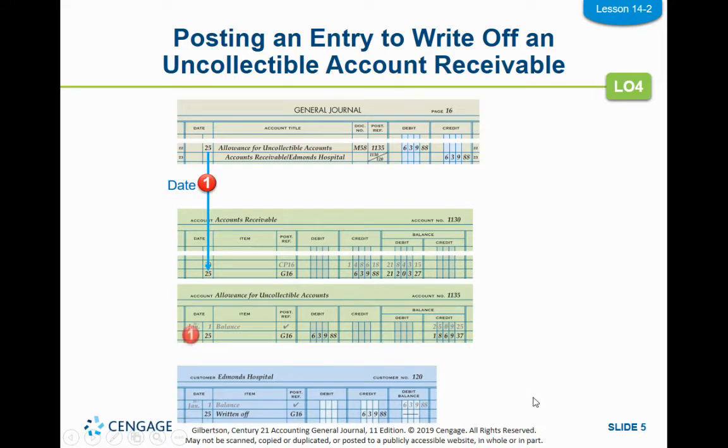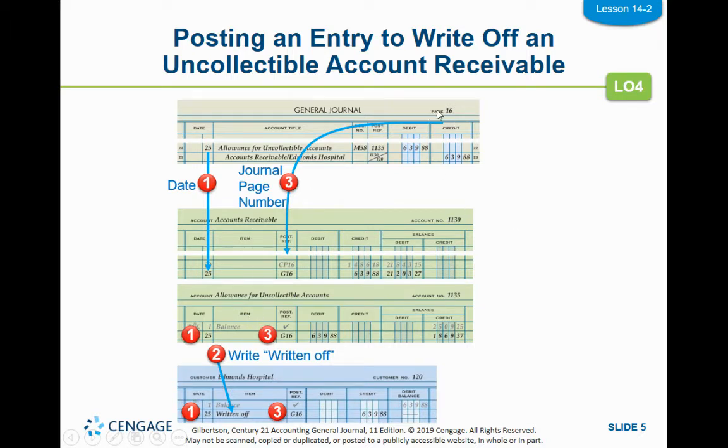When you post this, you're going to post the date first. And of course, you're going to go to the accounts receivable ledger under Edmonds Hospital, and you're going to write "written off" in there. You're going to use the journal date, and this is showing each of the accounts. So you have your date in each account, then you have your page number. The only one that you write anything on is the accounts receivable ledger. That's where you write written off. In the general ledger, you don't write anything on the line.